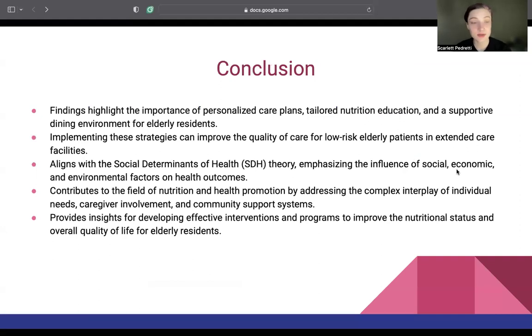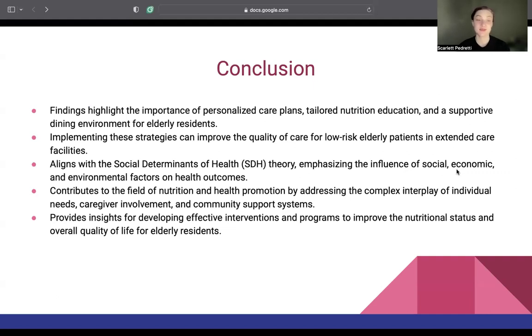And so, to conclude this presentation, the findings highlight the importance of personalized care plans, tailored nutrition education, and a supportive dining environment for our elderly residents. Implementing these strategies can improve the quality of care for low risk elderly patients in extended care facilities, and it also aligns with the social determinants of health theory, emphasizing the influence of social, economic, and environmental factors on health outcomes.